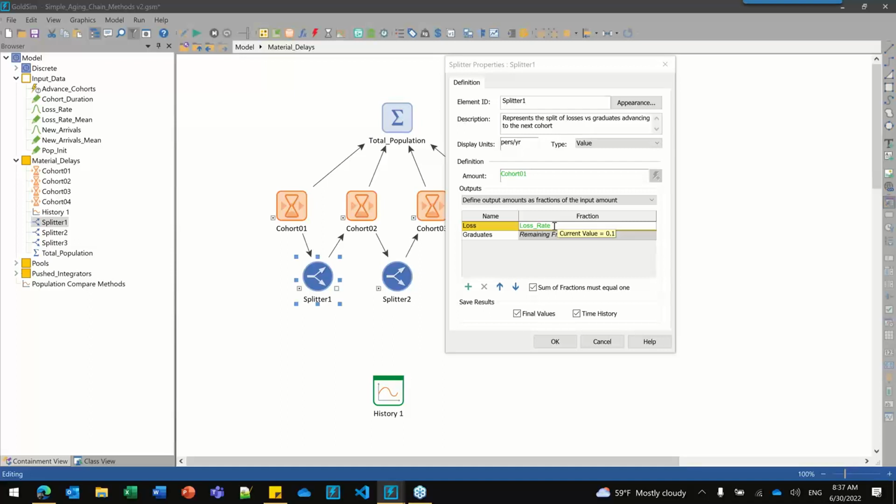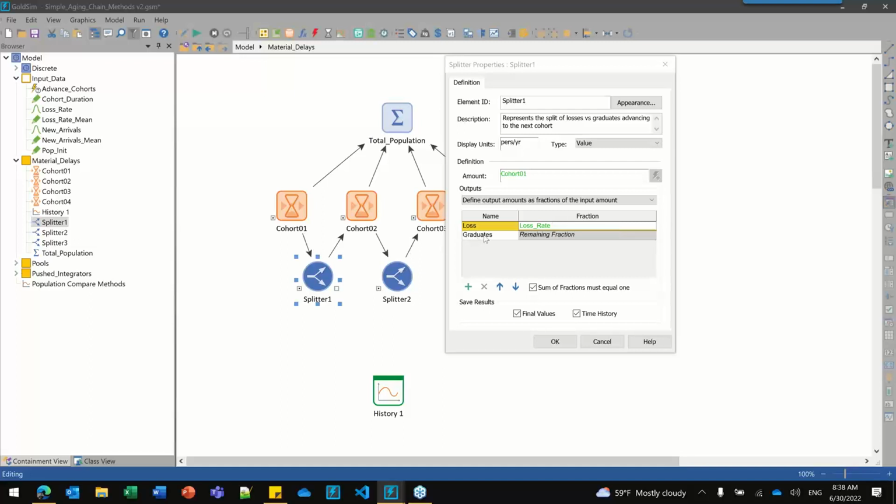So whatever the delay is for each of the material delays, that's what you're going to have to assume this loss rate is occurring over, because we don't define a loss rate in terms of time in this particular case. So that's something to consider if you're using material delays, this method.